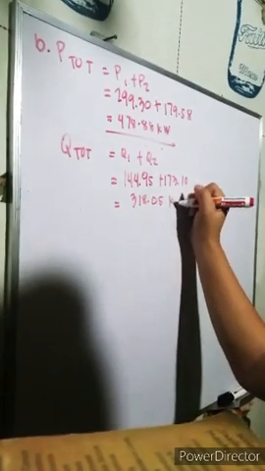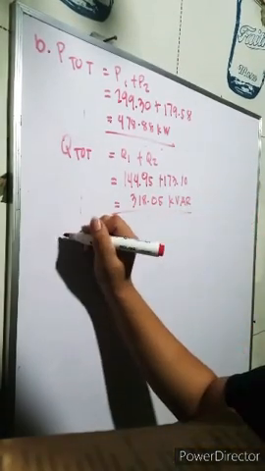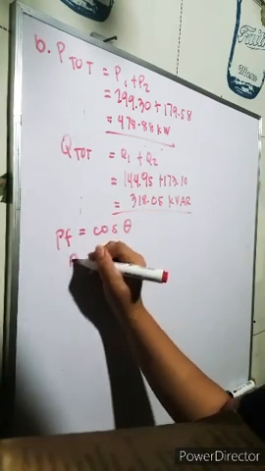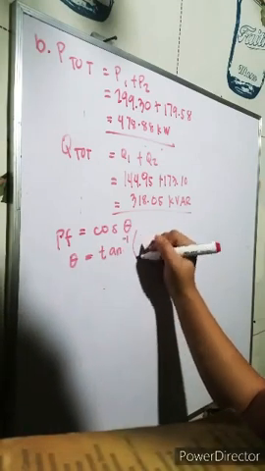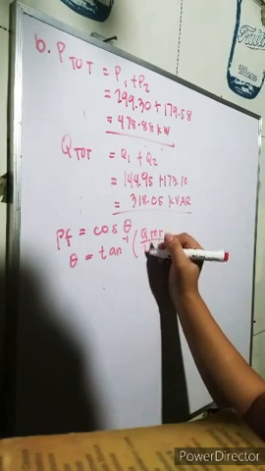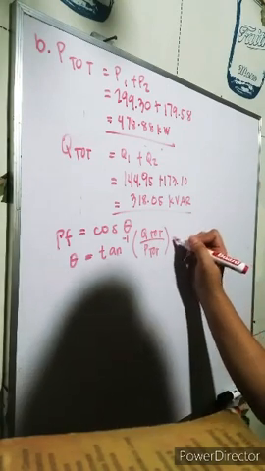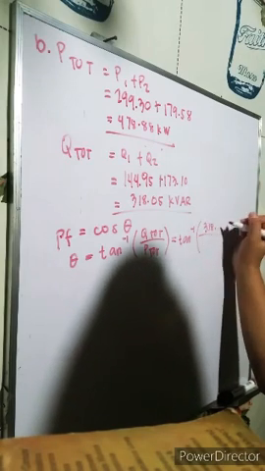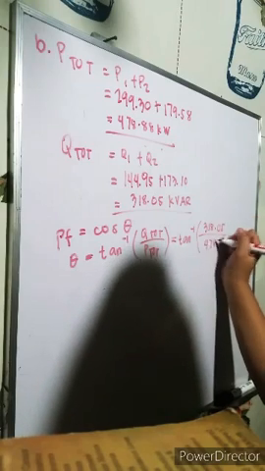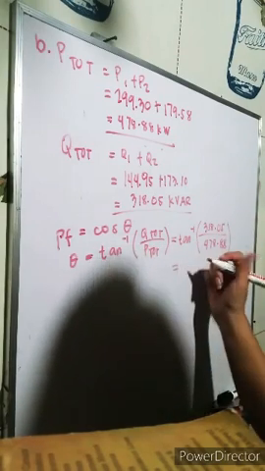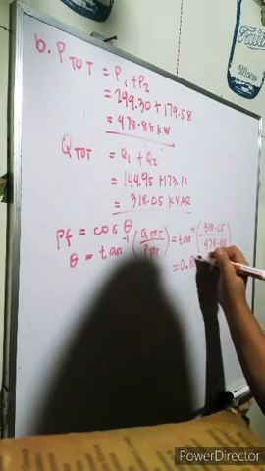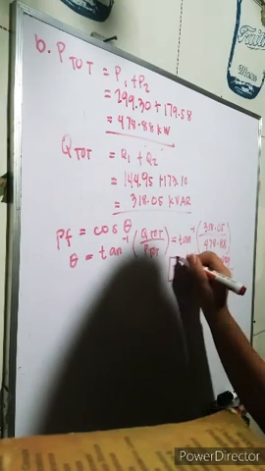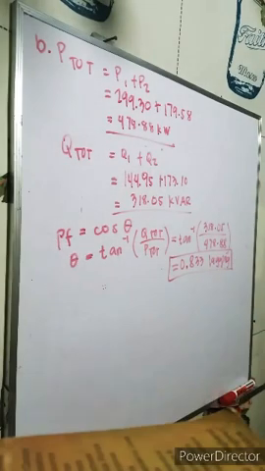So the overall power factor is given in the equation power factor equals cosine theta, where theta is equal to tangent inverse of Q total over P total, or tangent inverse of 318.05 over 478.88, which gives an overall power factor of 0.833 lagging.